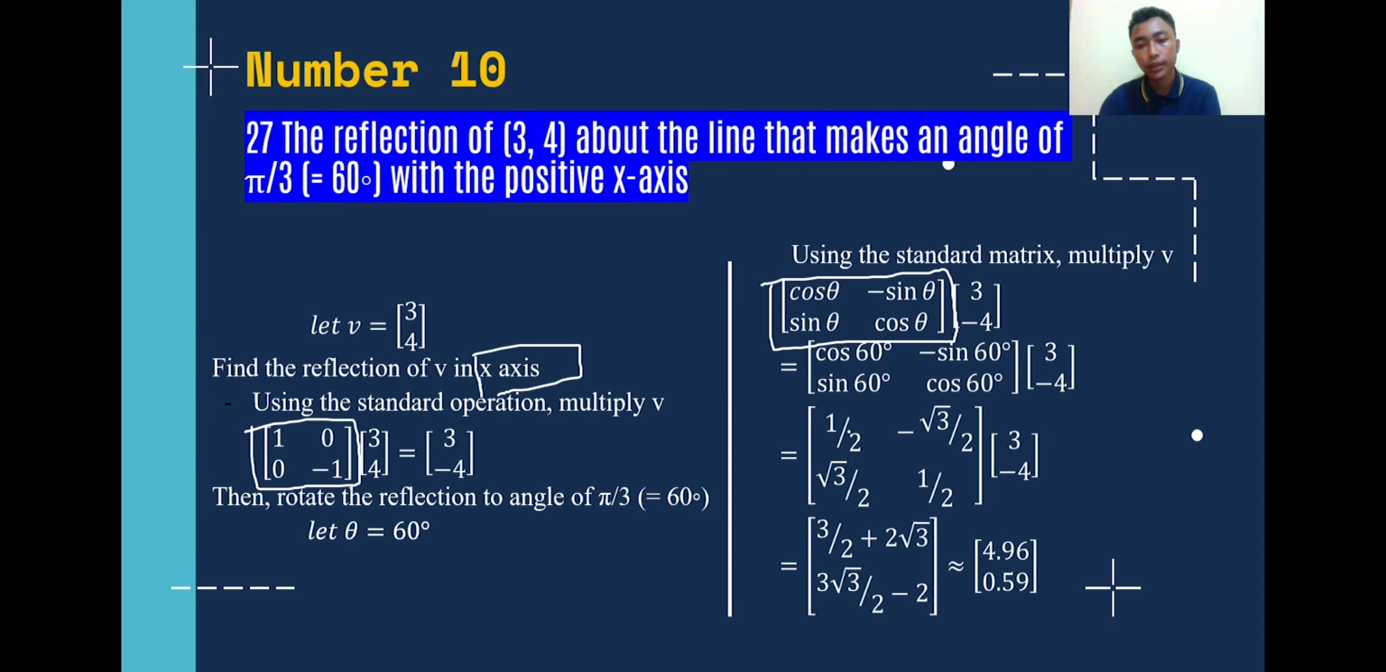Cos is 1/2, minus sin is minus root 3/2, sin is root 3/2, and cos is 1/2, multiplied by this, the result of the reflection, (3, −4), and the result will be like this. 1/2 multiplied by 3, minus, because this minus multiplied by minus, the result will be plus 2 root 3, and this multiplied by this, 3 root 3/2 minus 2.